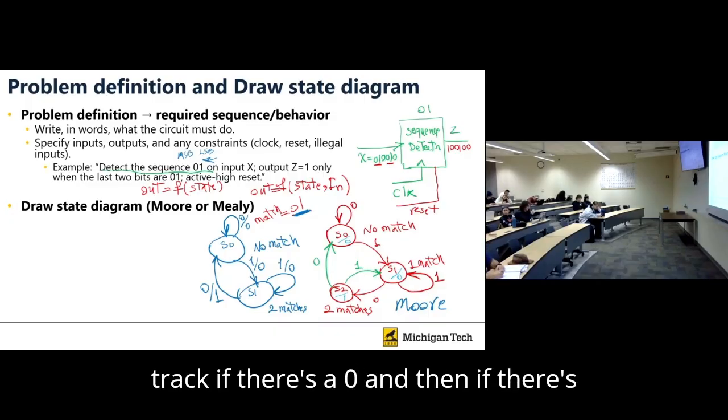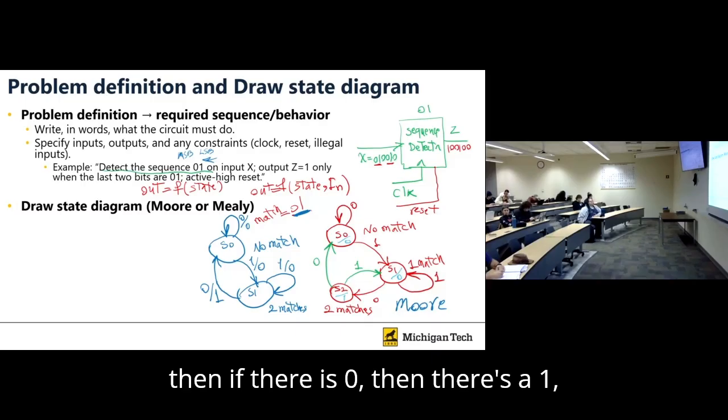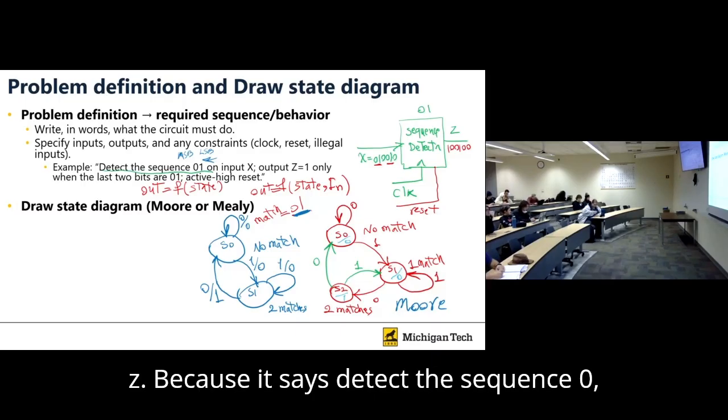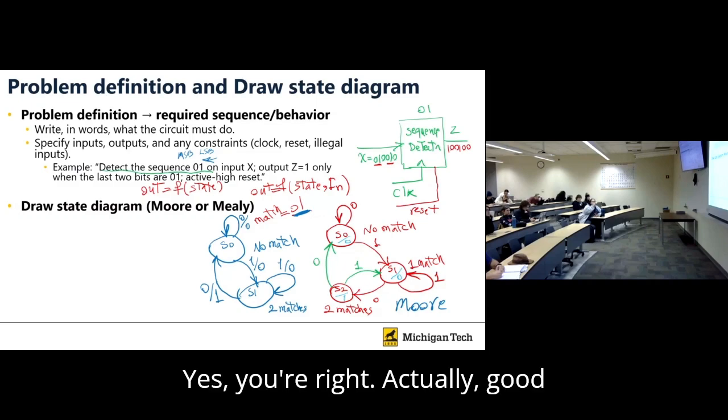Yes? If in state 0, do you need to track if there's a 0 and then if there's a 1? Because if there is a 0, then there's a 1, you output 1 to Z. Because it says detect the sequence 0, 1. Yes, you're right. Actually, good question.